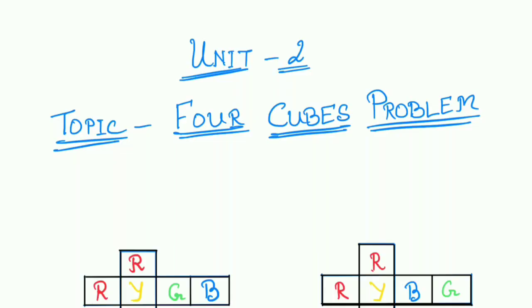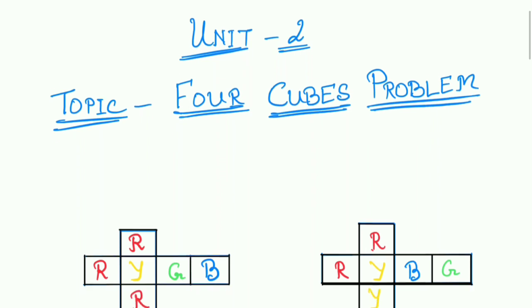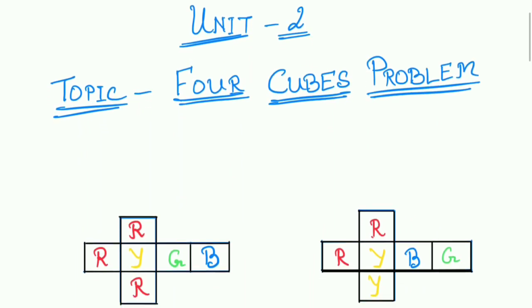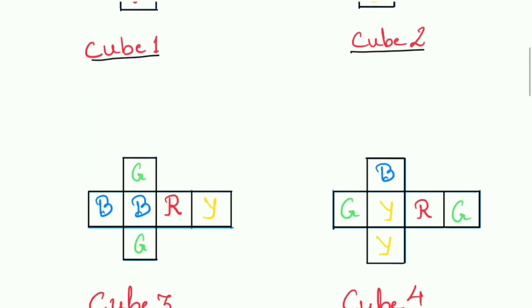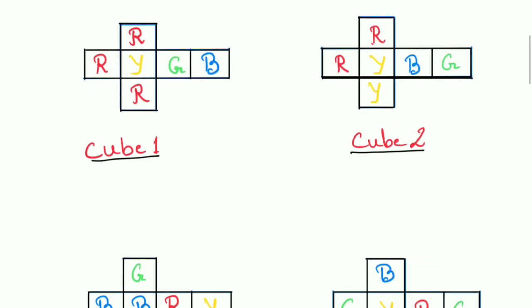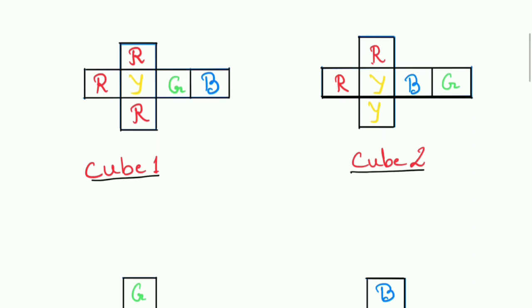Let's begin. The 4 cubes problem is an interesting recreational puzzle which concerns 4 cubes whose faces are colored red, blue, green and yellow. Here these cubes are depicted in flattened out form. Cube 1, cube 2, cube 3, cube 4 are considered here. The problem is to pile the cubes on top of each other so that all 4 colors appear on each side of the resulting stack.